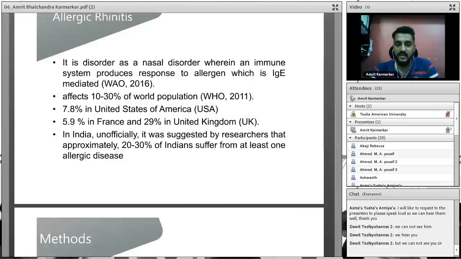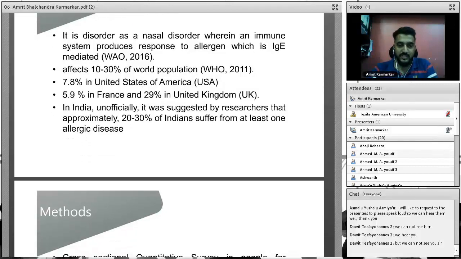Thinking of this in mind, the study has been divided into four different parts. However, only the third part, that is disease perception and social behavior in the common population, is taken up for this particular presentation in the conference.